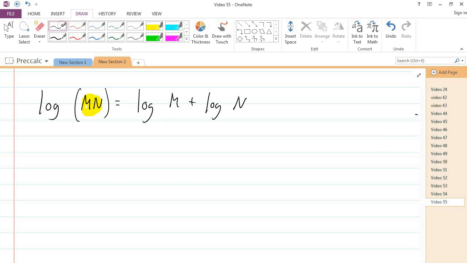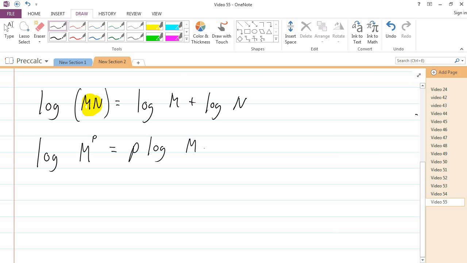This second property is the logical extension of that, which is that if I have a log of something raised to a power, I can take that exponent and multiply it with the log. Like that.